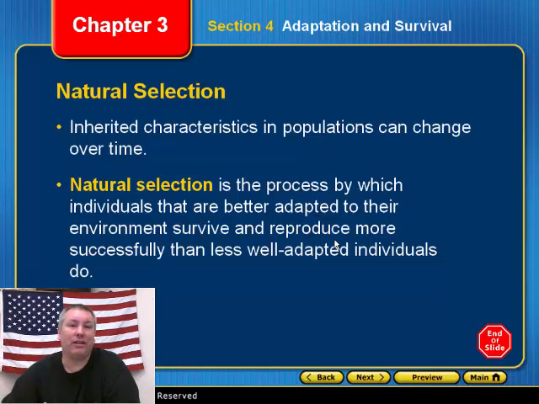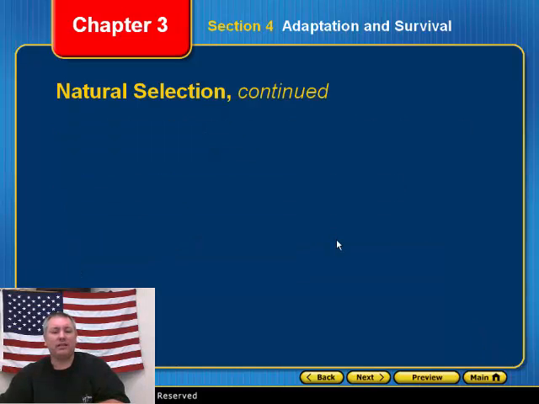Basically, the organisms that are the fittest to survive in an environment are the organisms that are going to survive. Those organisms that are best suited for that environment are the ones that are going to survive. They're going to reproduce and continue passing on their genes.